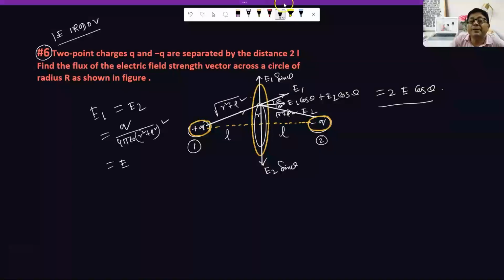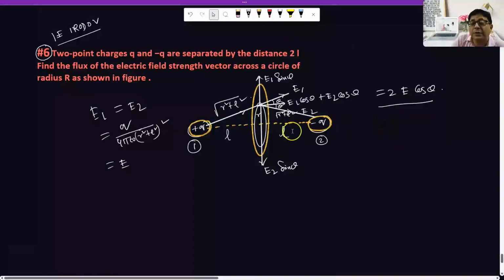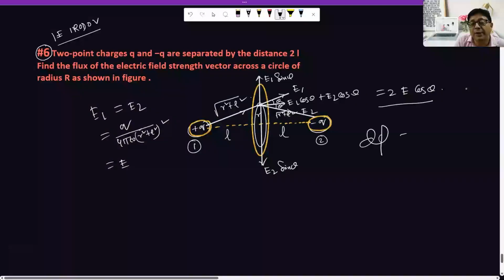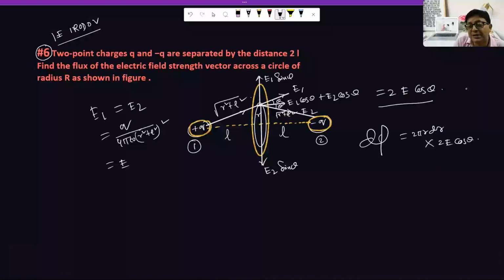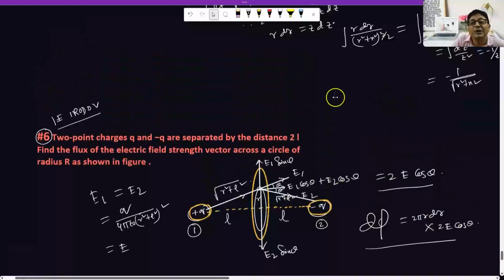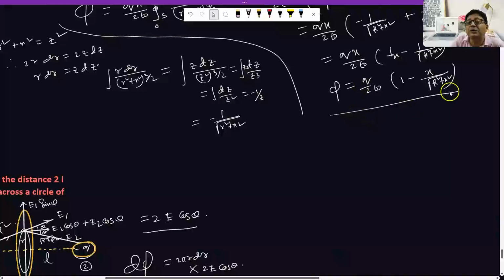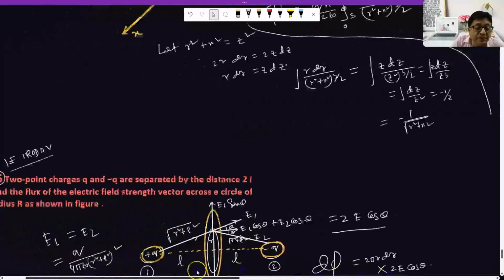So the difference between the previous sum and this sum is that when you find the flux through the elemental portion, you find d phi equal to what? D phi, the way you have taken, the area of this elemental portion is 2 pi r dr, multiplied by 2E cos theta. So only the factor 2 comes into consideration. The rest is similar. I am not going to do it. The result you got here will just be multiplied by 2. It will be 2q by 2 epsilon naught times 1 minus x by root over r square plus x square. All the best, try at home, complete the sum.